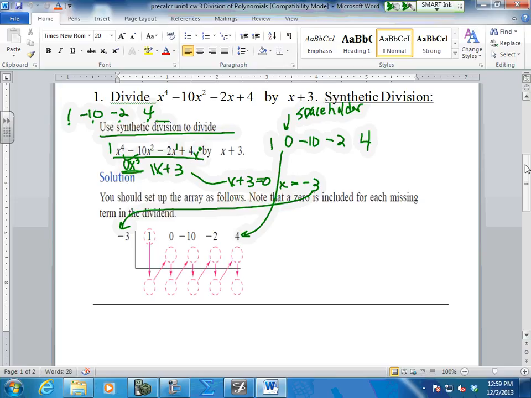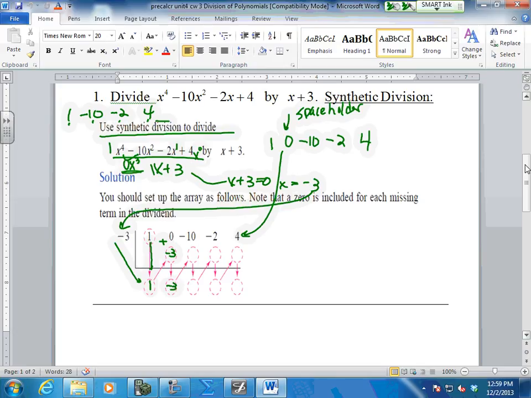Now, follow the arrows. Vertical patterns we add down. Diagonals we multiply. So first time through, bring this down. There's nothing to add to it, right? There's nothing next to it. So bring it down. Now watch. Here's your pattern. Negative 3 times 1 is what? So that goes right here. Negative 3. Now, add down.